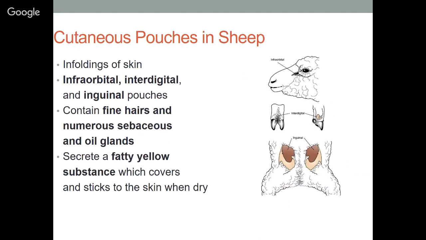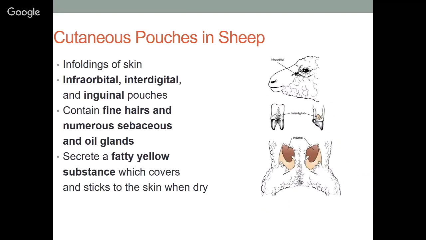They are infoldings of skin at the infraorbital, which means below the eye, interdigital, which means between the claws or between the digits that are touching the ground, and inguinal pouches. Inguinal is the area between the rear limbs, up on the abdomen just a little bit. These cutaneous pouches, skin pouches, contain fine hairs and numerous sebaceous and oil glands.